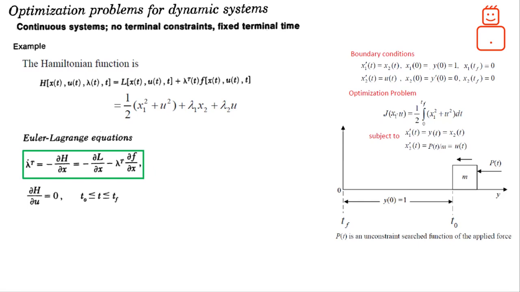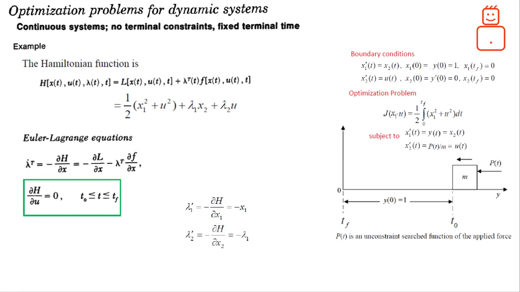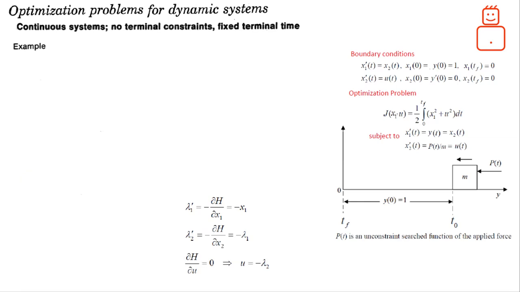We can partially differentiate the function H once for x1 and once for x2. The first differentiation gives an expression for lambda 1 dot, while the second differentiation gives an expression for lambda 2 dot as shown. Secondly, we have to differentiate the function H with respect to the control action function u and equalize it to 0, which adds the following third expression into our set. A set of differential equations has been found from the Euler-Lagrange equations.